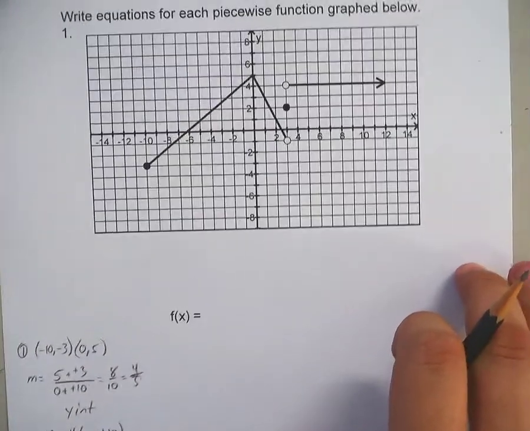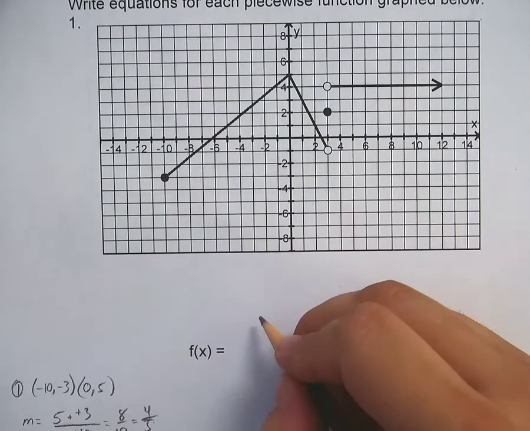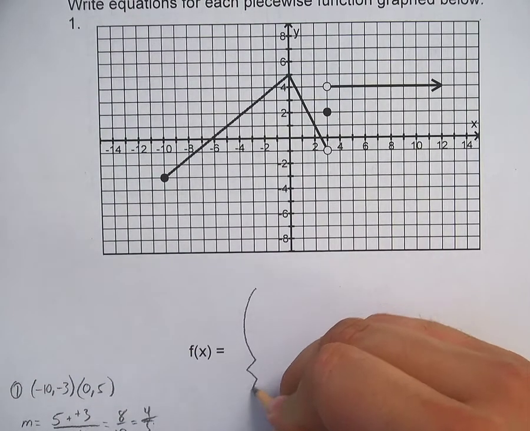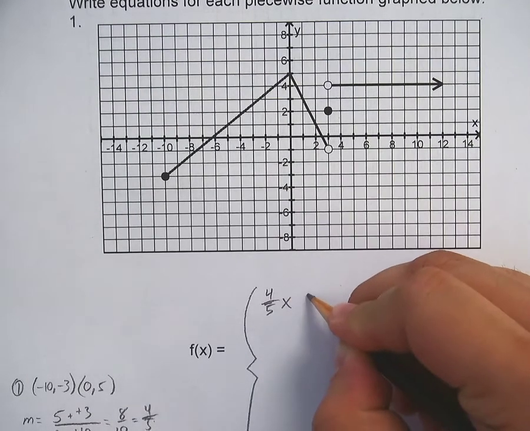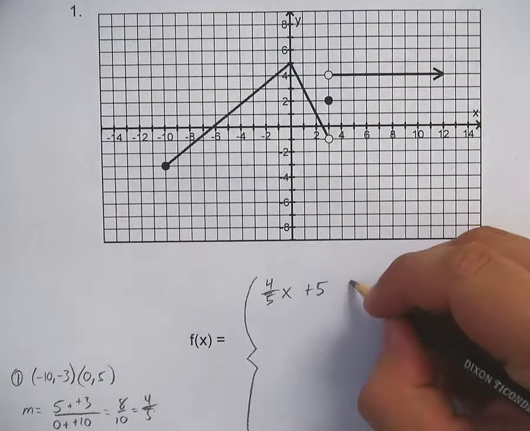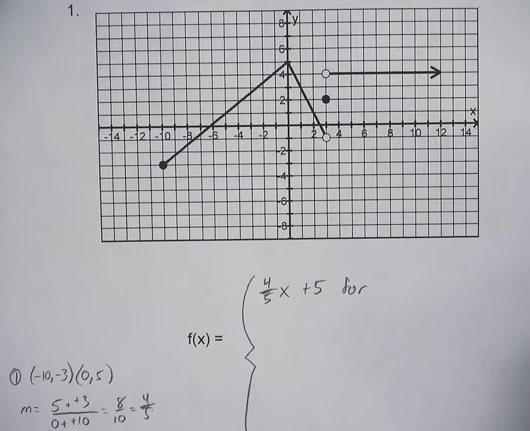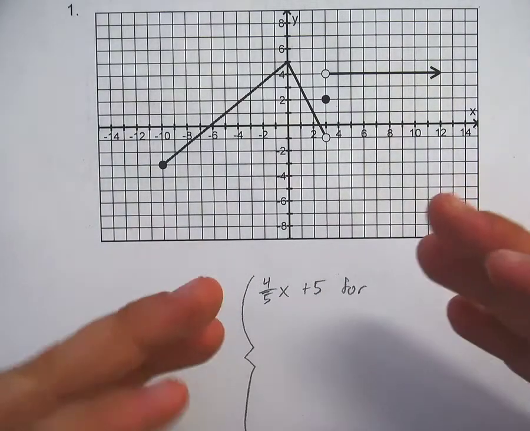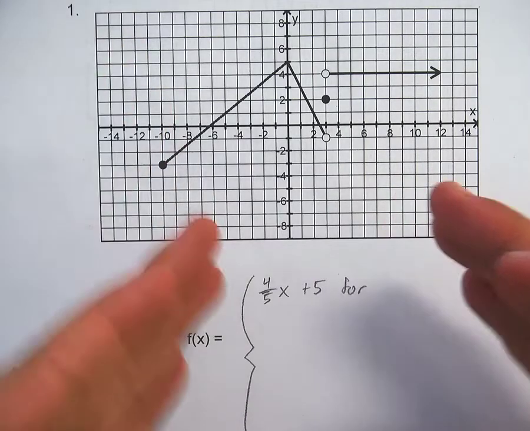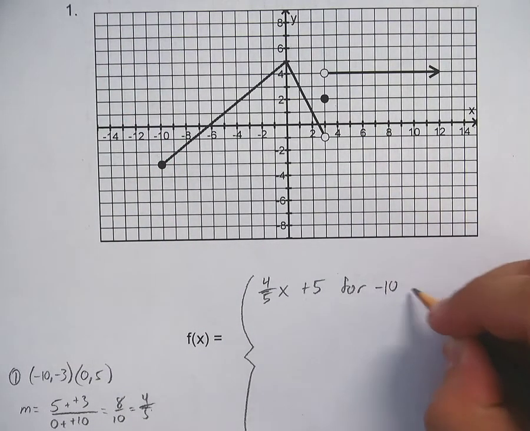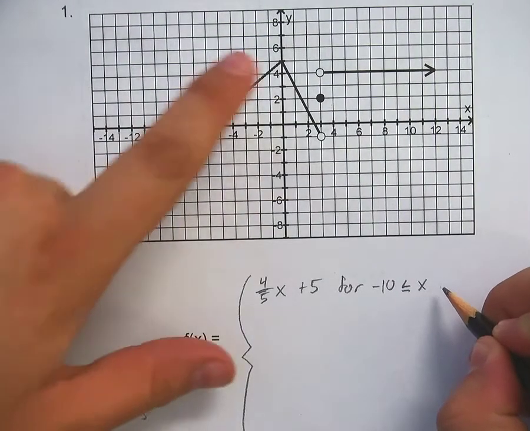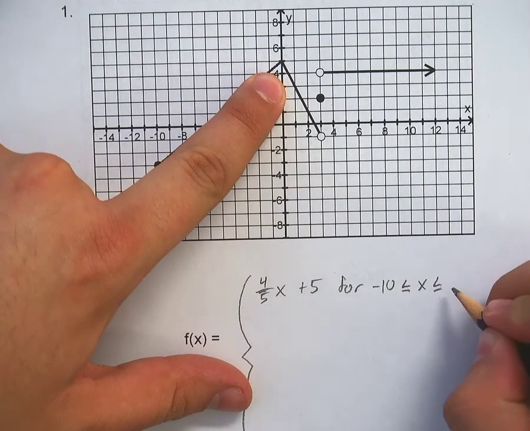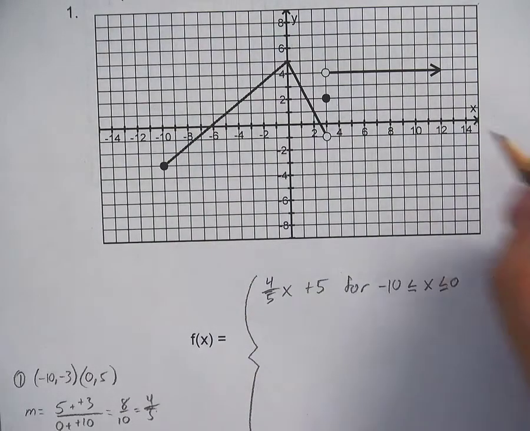Let me come back up here. Alright, so I'm going to make my big old bracket here. I have 4/5 x plus 5. And that is going to be for when x goes from where to where. Remember, x is how you measure it. So where does it start? Where does it stop? Well, it starts when x is -10, and it does touch -10. It goes up to, and we'll say it touches 0 here.